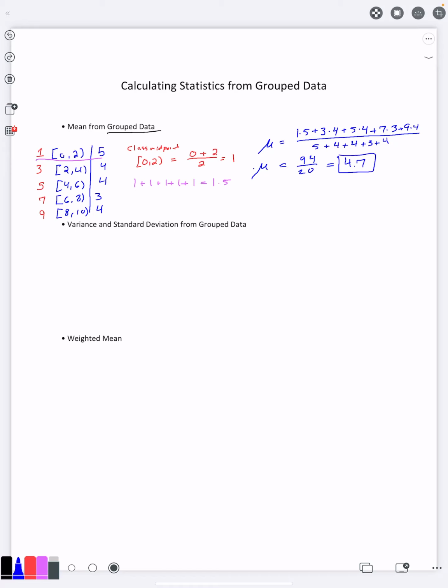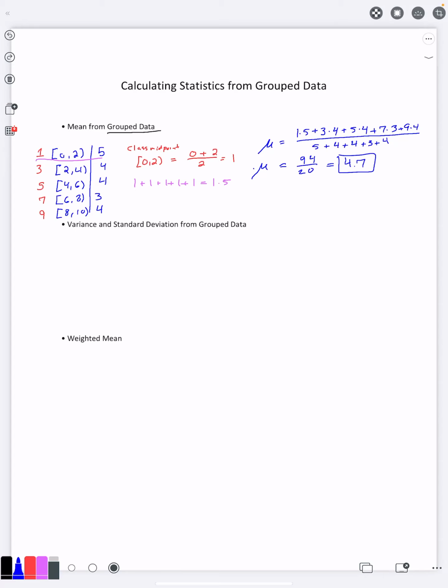Now again, that is not the correct average. If you were to go back and look at all the real data that we used to make this table, if you added all those up and divided by 20, you would probably get a different answer than 4.7. That's okay. This is just the best answer we can get when given this data table.